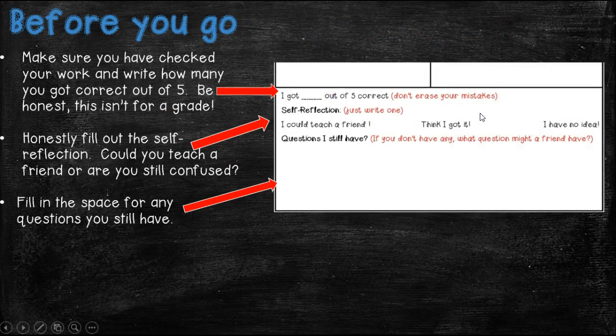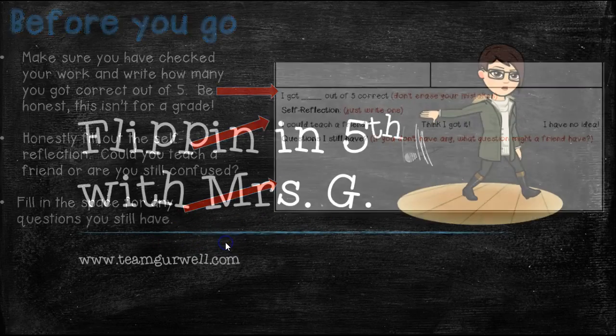All right, make sure you checked your work and you wrote how many you got correct out of 5. Be honest, this is not for a grade. Honestly, fill out that self-reflection. Could you teach a friend or are you still confused? And fill in the space for any questions you still have.